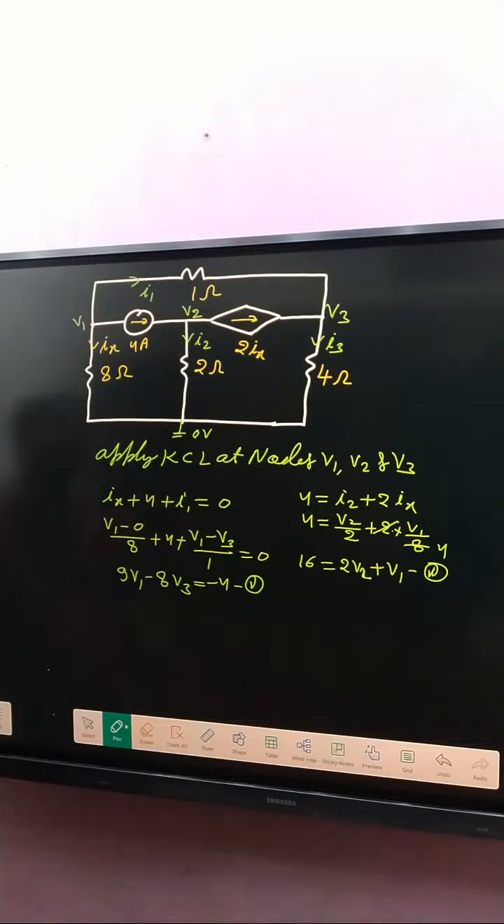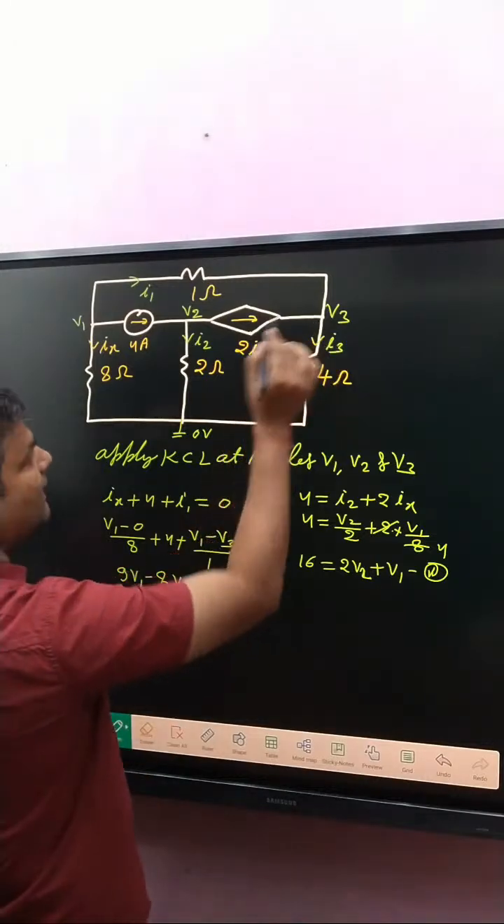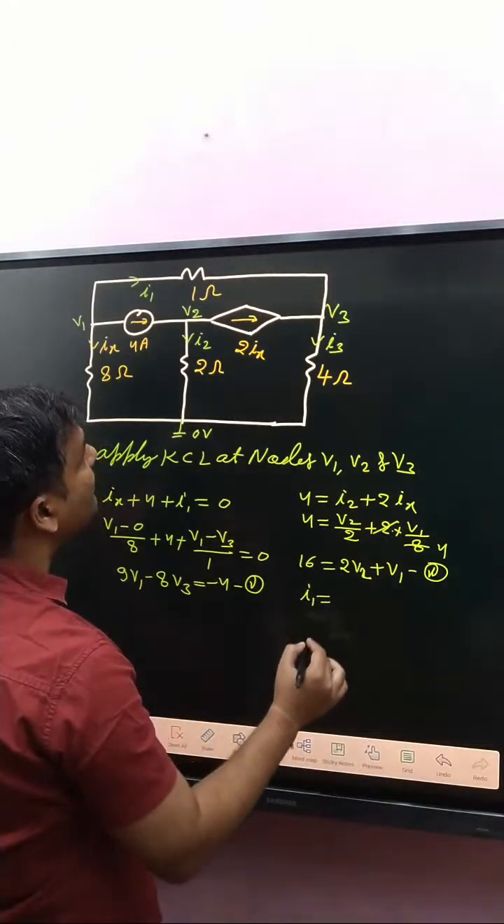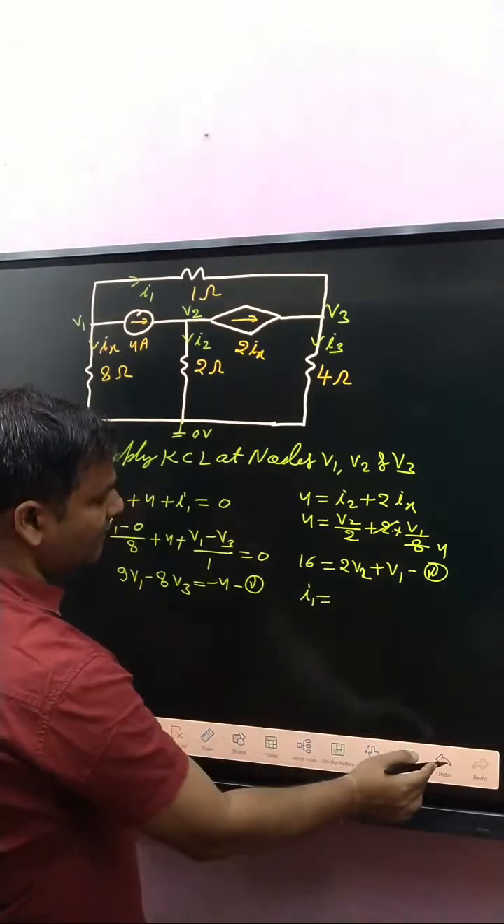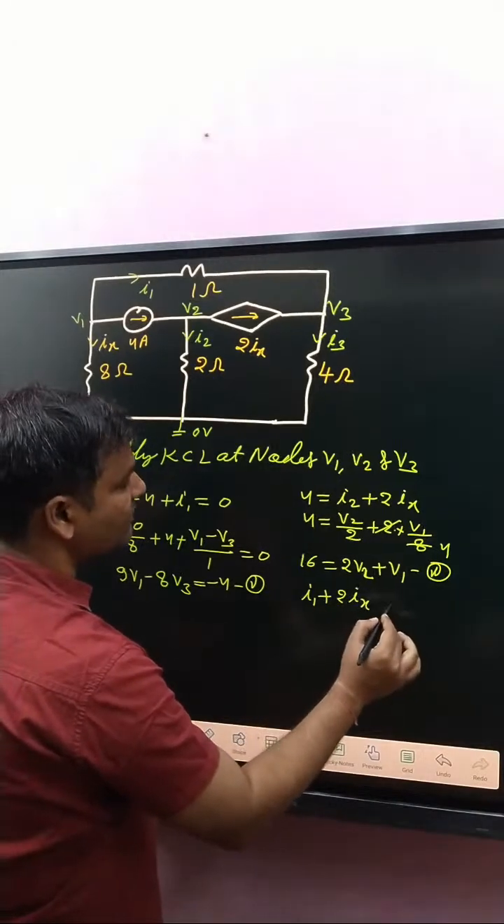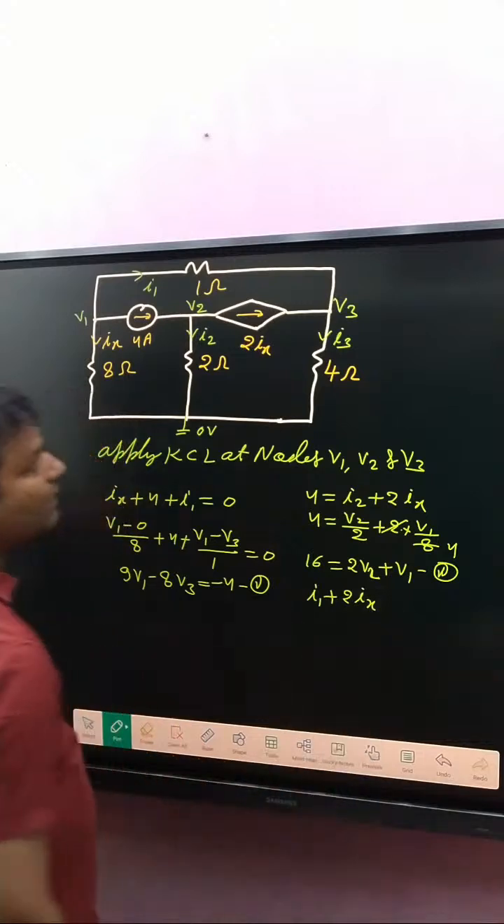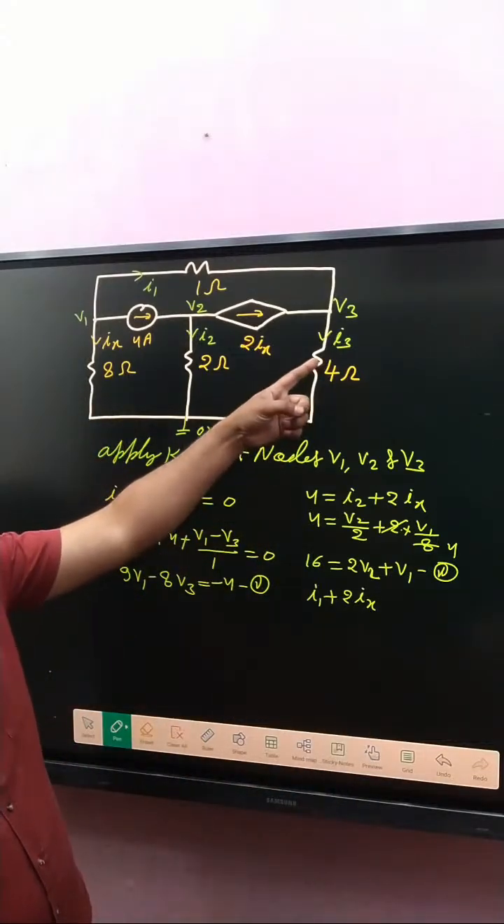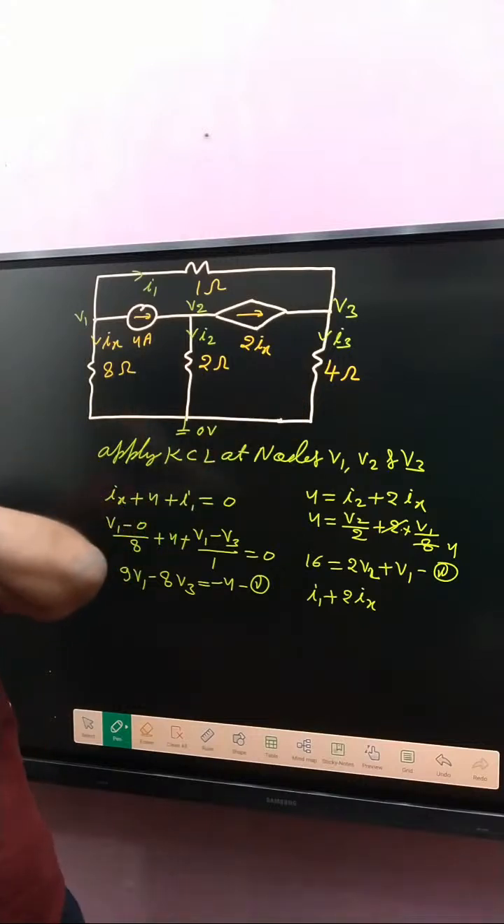Now apply KCL at that node. Incoming current I1 plus 2Ix is equal to I3. Clear or not?